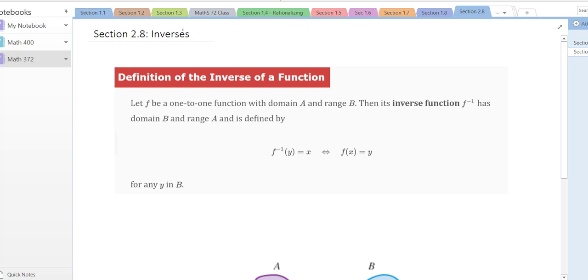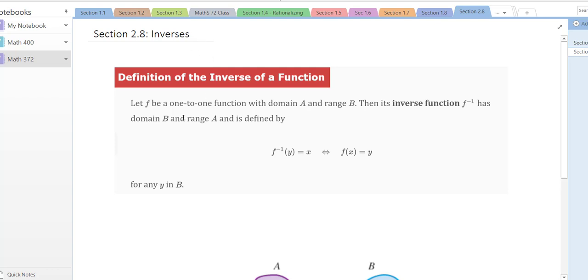Hey there, in this video we're going to discuss section 2.8, continuing our discussion of one-to-one functions and finding the inverse of a function. So what is the inverse of a function? In order to have an inverse, the function has to be one-to-one. Our definition says: let f be a one-to-one function with domain A and range B, then the inverse function, and we use the notation f to the minus 1, has domain B and range A.